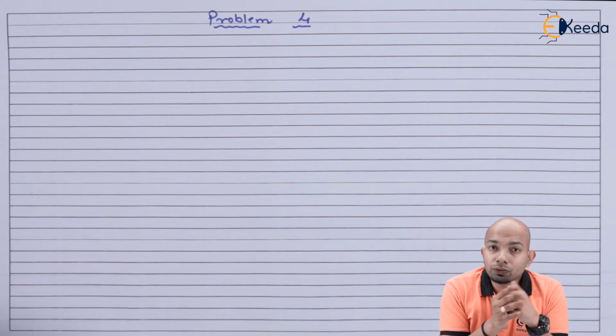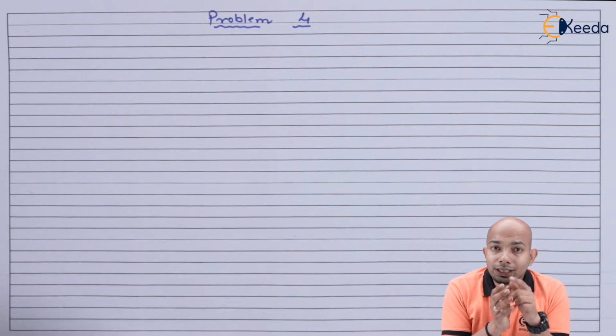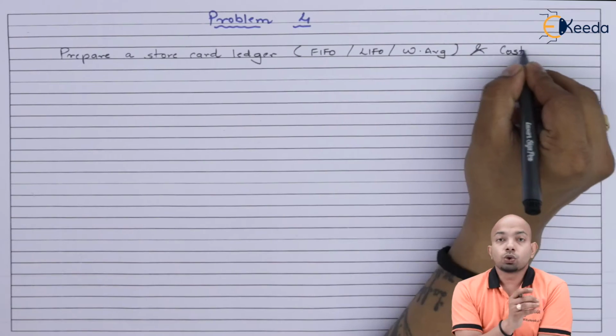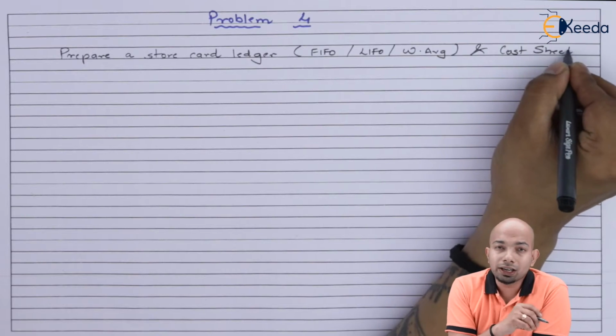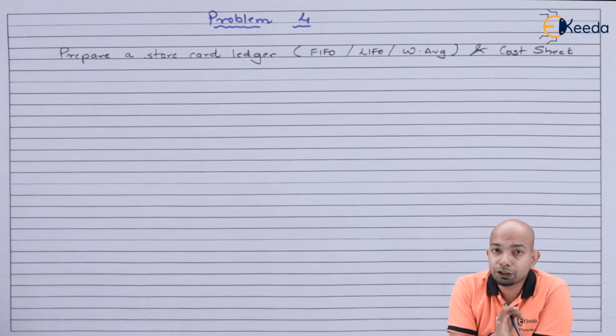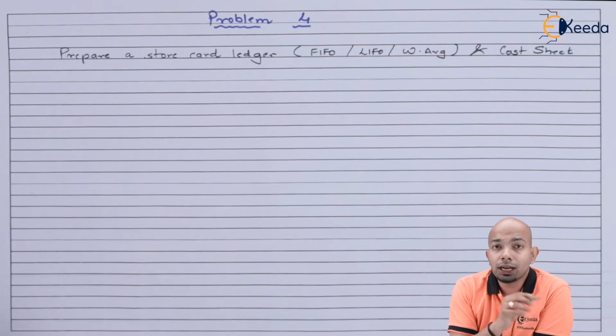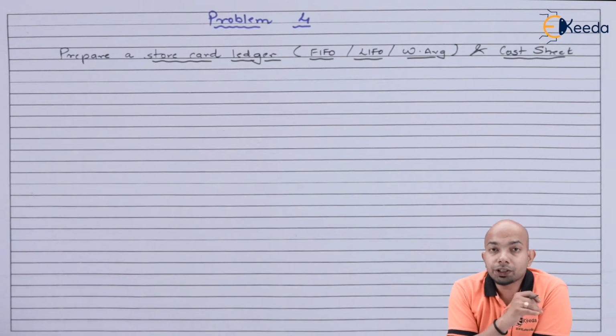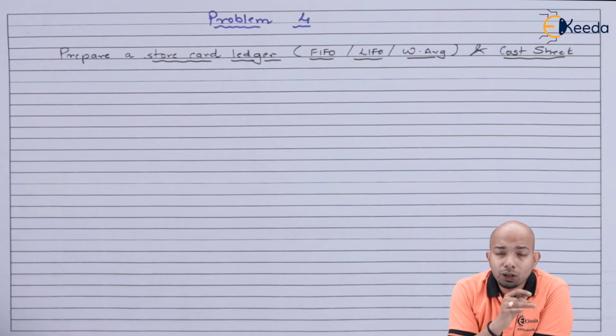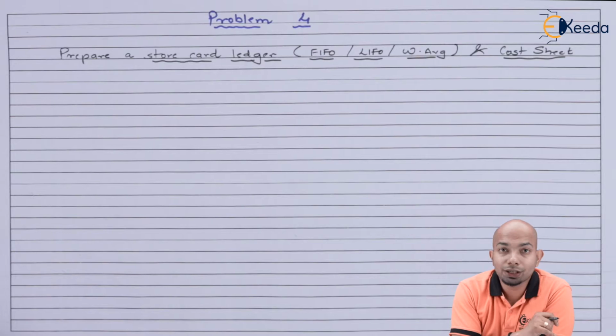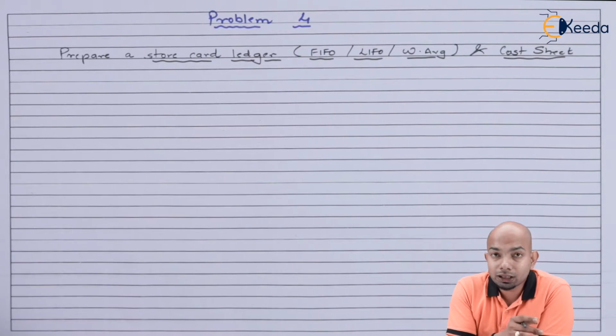So let's start with the illustration. Let's jot it down first. We basically have to prepare a store card ledger here under the three methods, that is FIFO, LIFO and weighted average method, and we have to use the cost sheet as well. While we are using the cost sheet, these details are supposed to be mentioned in a specific way. So let's start with jotting down what the illustration is all about.